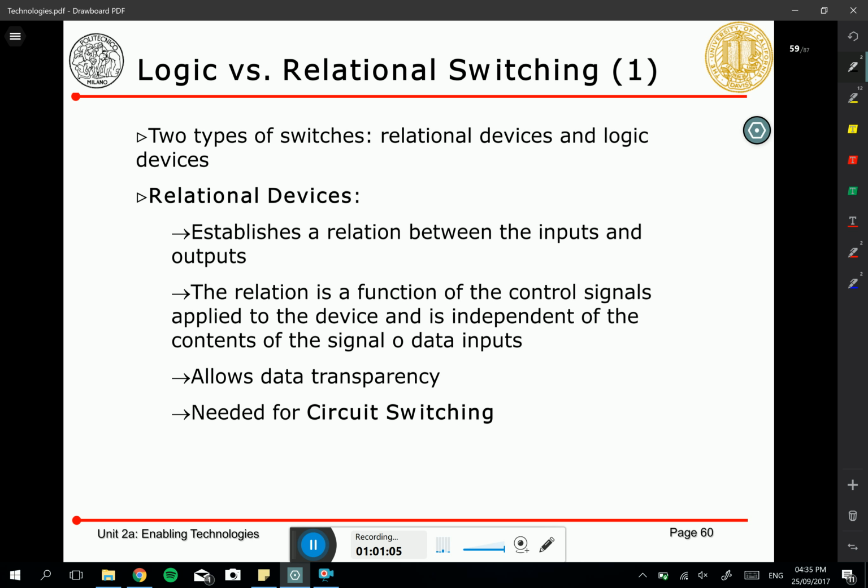You arrive in this input, you choose the output according to the value that is inside the packet, right? So it's not the position of the packet that decides the output. It's the content of the packet which decides the output, right? So relational switch is a circuit switch. It's a switch in which the input is univocally associated to the output. Logical switch, there's no univocal relation. According to the content inside the data, you decide the output.